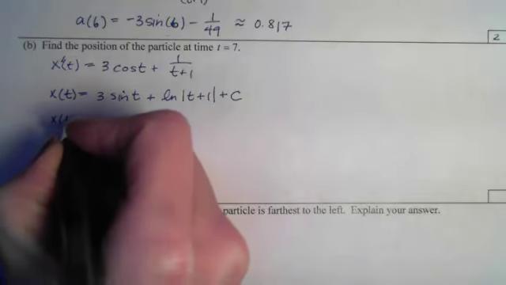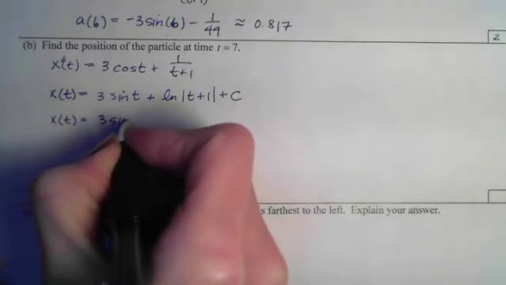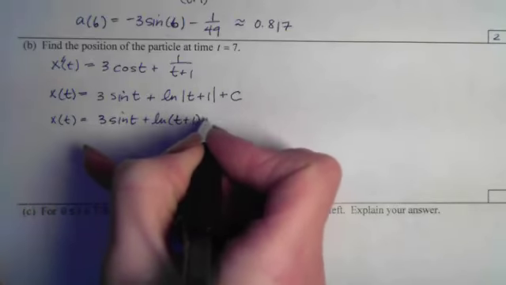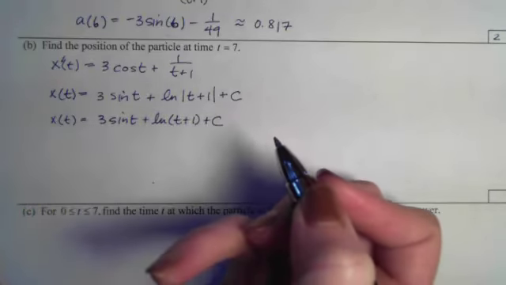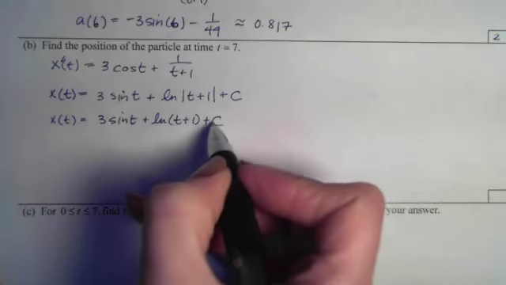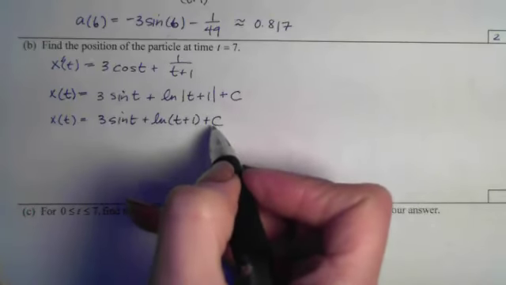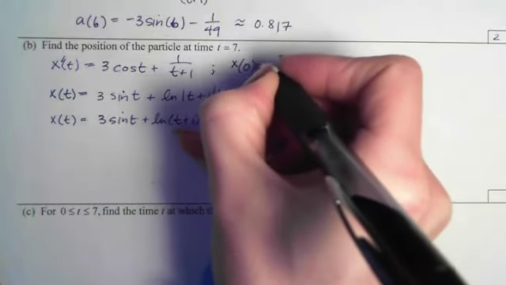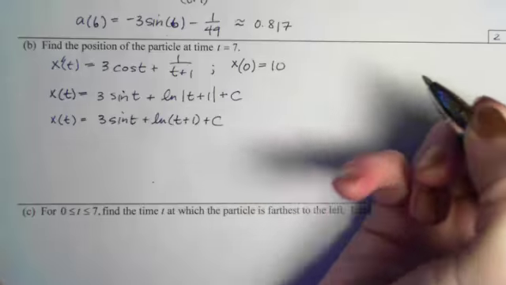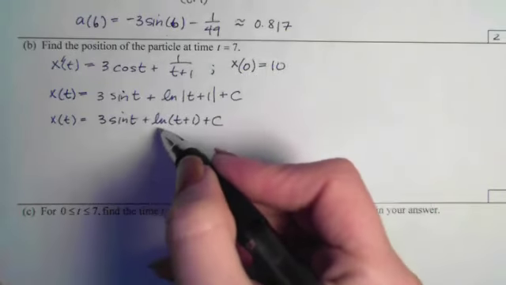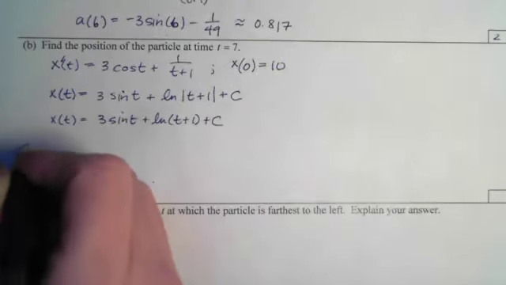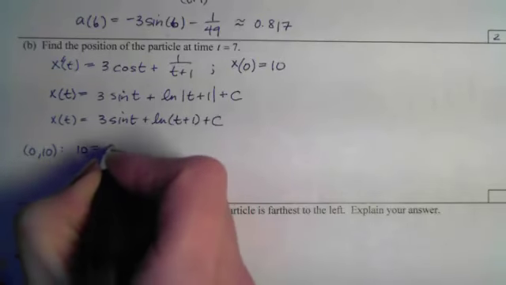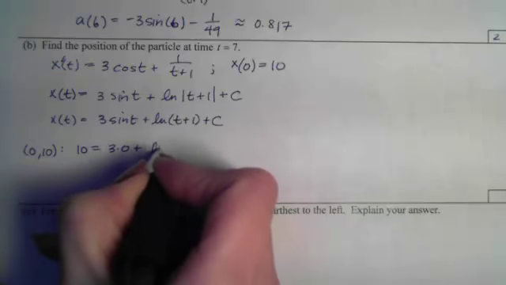So we can write that x of t will be 3 sine of t plus the log natural of just t plus 1 without the absolute value. The next thing we need to do is we need to use the point that was given to us in order to determine what that c is. We were told at the top that x of 0 is 10. So that means if I plug 0 into this, I should get a 10 out. So let's do that, and we'll get a 10 as the position when I plug a 0 in.